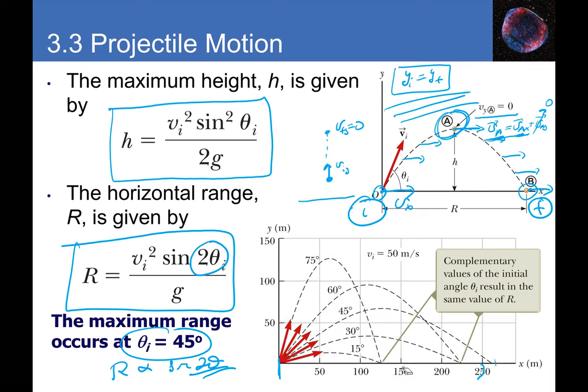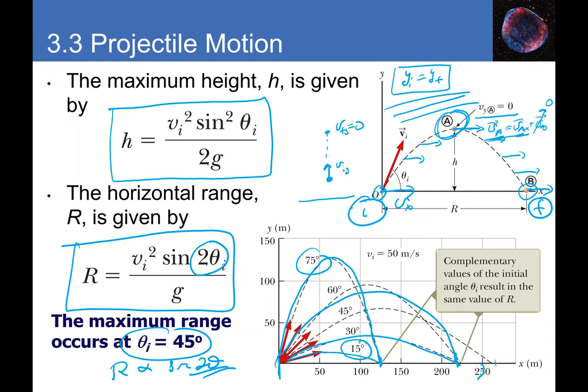An interesting thing you might notice is this: 15 and 75 give you the same range. 30 and 60 give you the same range. Well, right? So how come those sets give you the same range? What do you see? Any type of pattern?